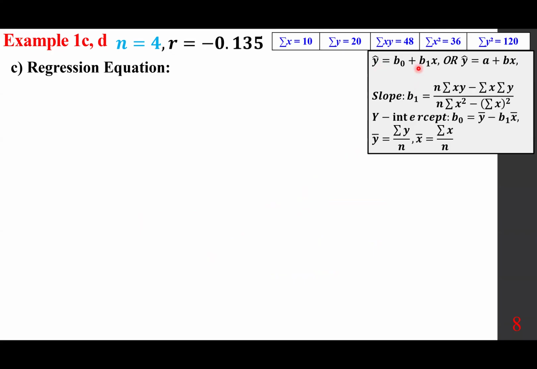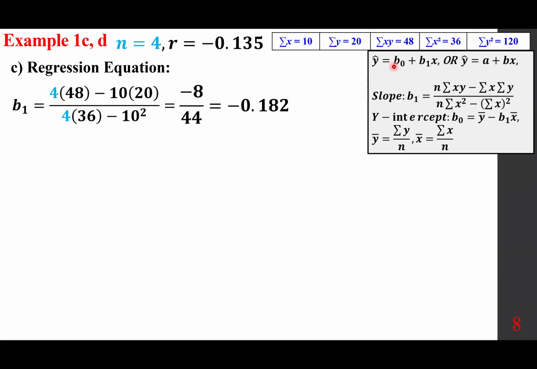And so if we go with this one, b1 is taking this formula and we have everything. So let's plug into this. N is 4, summation of xy is 48 minus summation of x, summation of y, 10 times 20, over n summation of x squared is 36 minus summation of x, 10 quantity squared. So you can calculate it. And again, with just a couple of decimals, in this case, 3 decimals, negative 0.182.